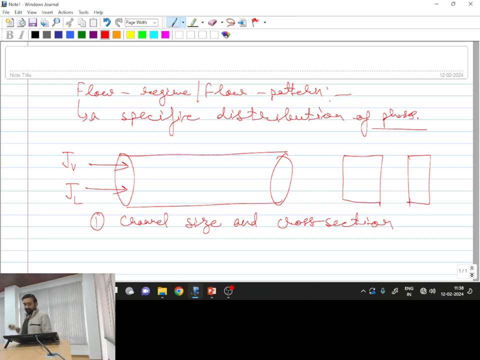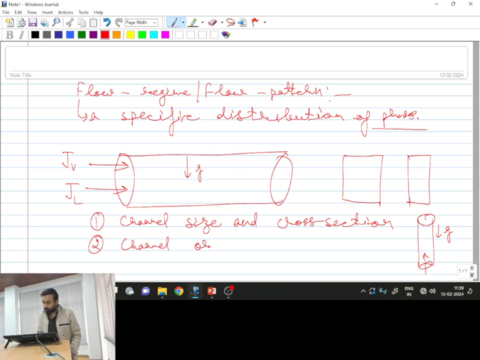In a similar way, instead of a horizontal channel, if I consider a vertical channel, then the effect of dominant forces will completely change. For a horizontal channel, gravity acts perpendicular to the major flow direction. On the contrary, in a vertical channel with flow from downward to upward, gravity acts opposite to the direction of the flow, so parallel to it. Of course, the effect of different forces will be different, so there will be different phase distribution. So the second thing I can say is channel orientation.